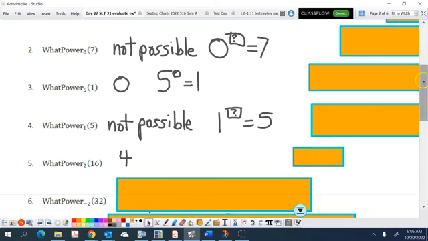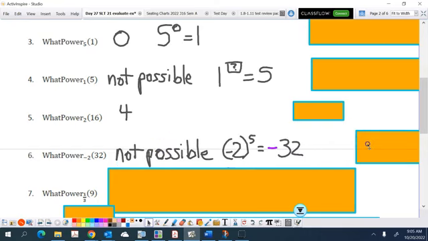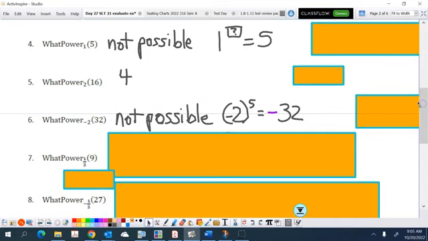2 raised to the 4th power equals 16. So the what power answer is 4. Negative 2 raised to what power is 32? Well, I would think it would be 5. Unfortunately, negative 2 raised to the 5 is negative 32. I am never going to get a negative answer for my argument or my answer. So the 32, where that argument is never going to be negative. 6 is not possible.